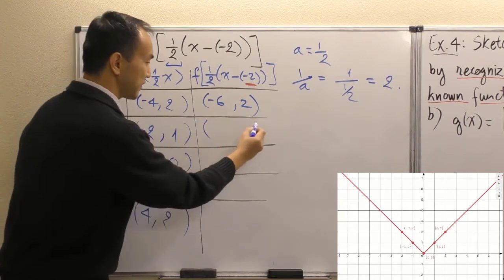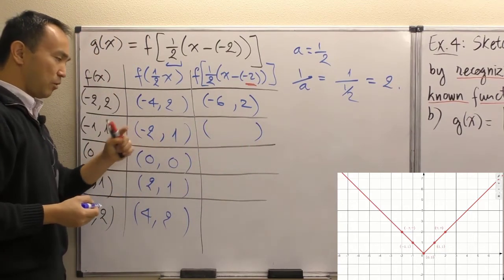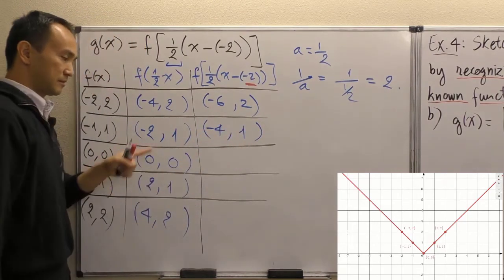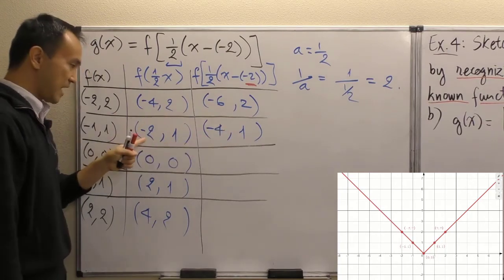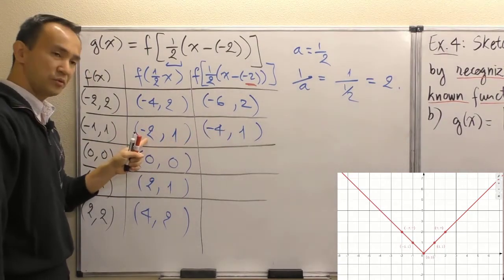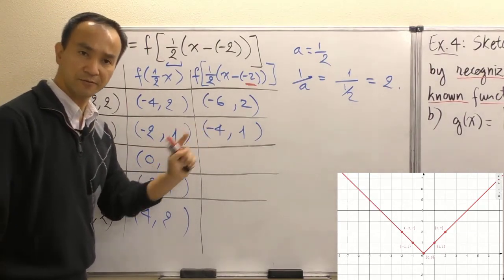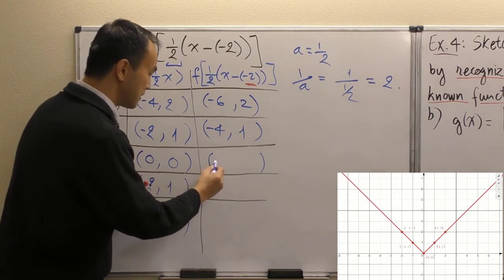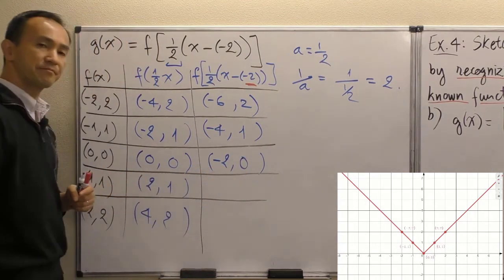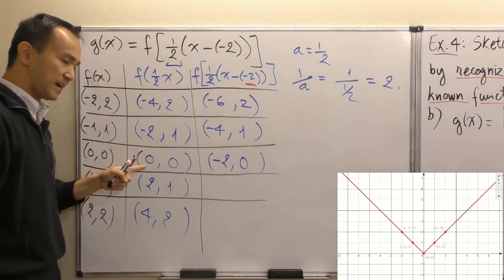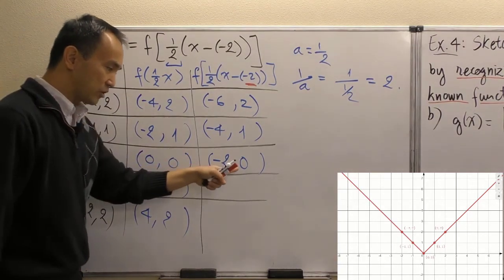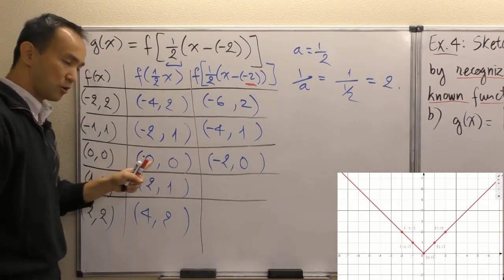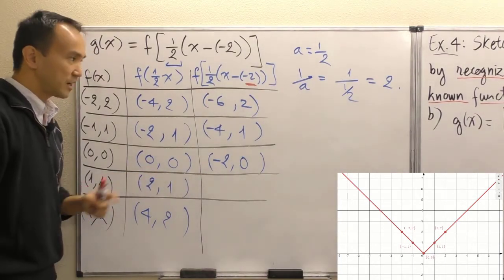Advancing to the next point, negative 1 comma 1 is now transformed to negative 4 comma 1. Again, the y value stayed the same. The x value came out because negative 2 added with another negative 2 produces negative 4. The next one, 0 comma 0, is now transformed to negative 2 comma 0. The y value stayed the same, and the x value became negative 2 because 0 plus negative 2.